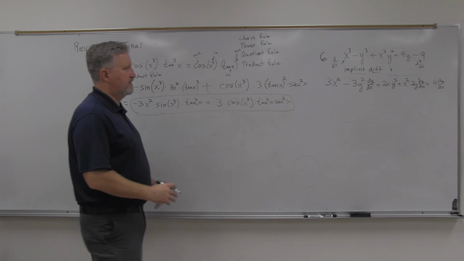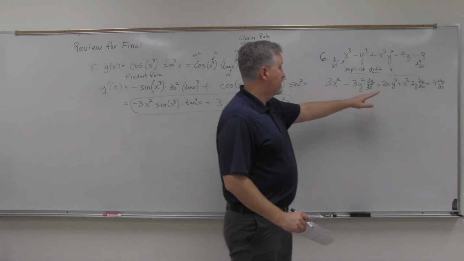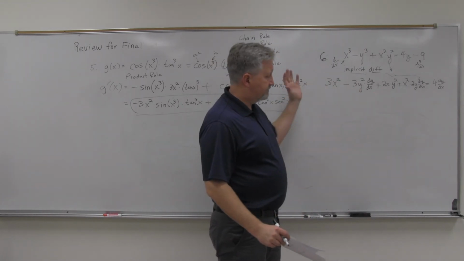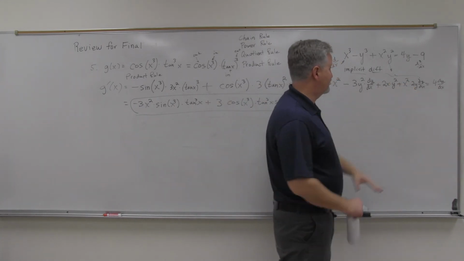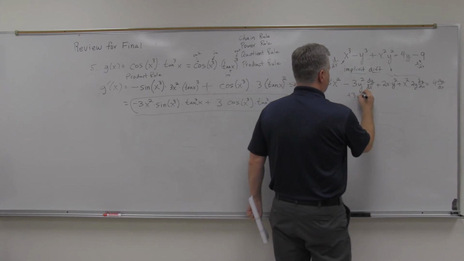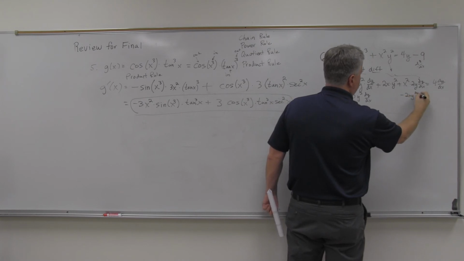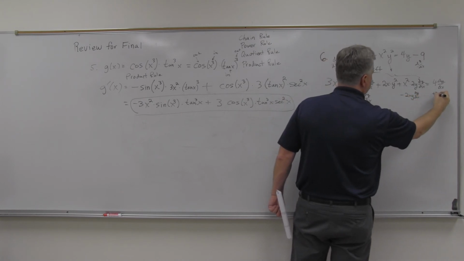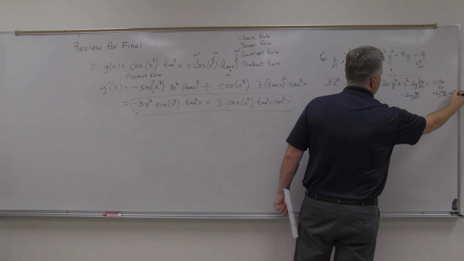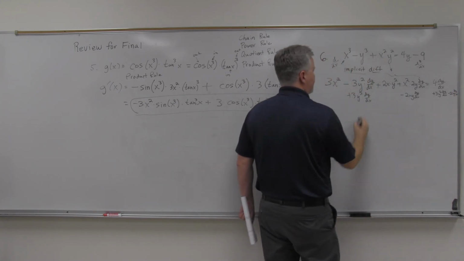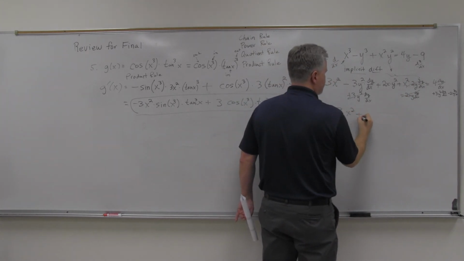So the next step is I need to get the dy over dx terms on the same side, and you can do them to the right or to the left, it doesn't matter. In this case it'd be easier just to pull those dy over dx terms to the other side. So I'm going to add 3y squared dy over dx, and then subtract 2x squared y dy over dx from both sides to get rid of it on this side. This side then is just 3x squared plus 2xy squared.